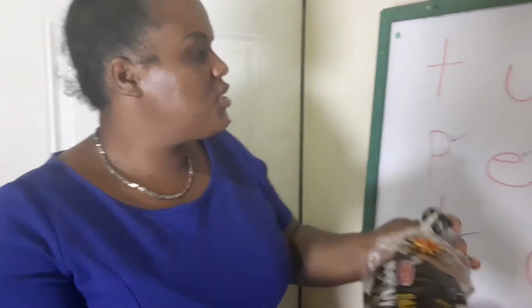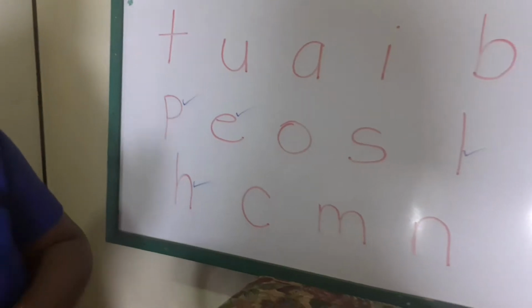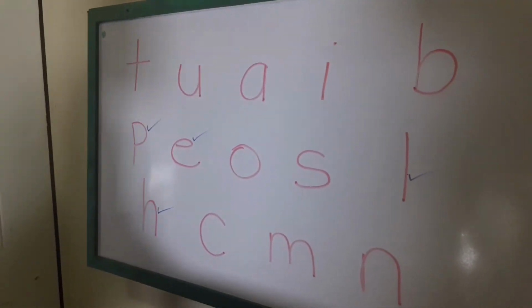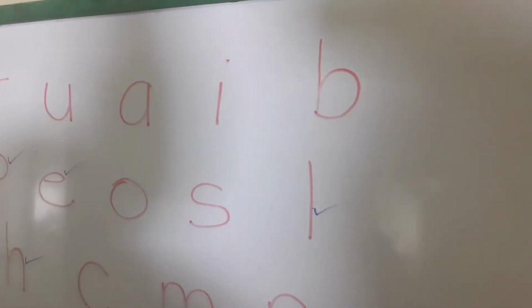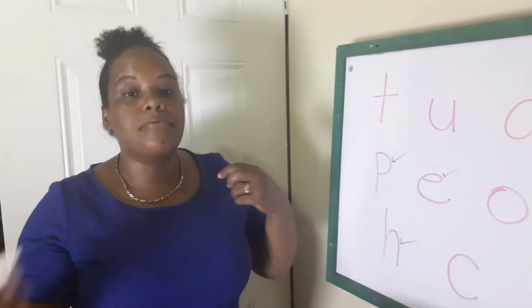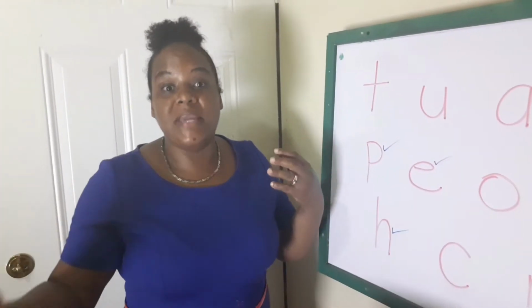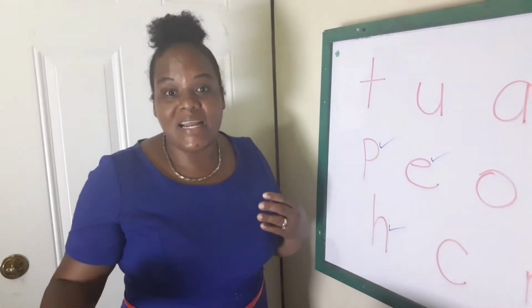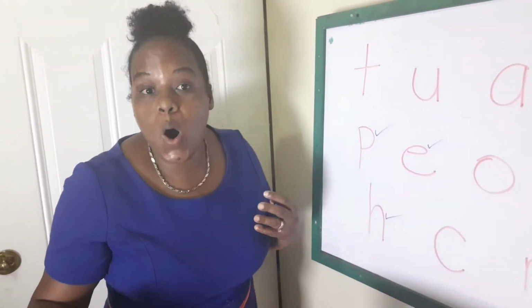Bread. Boo begins with the boo sound. So let's find the letter that represents the boo sound on the board. The letter that represents the boo sound is the letter B. The B says boo for bread and big and other things like banana and boy.